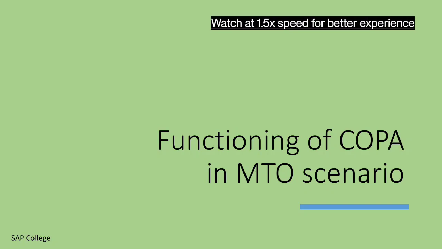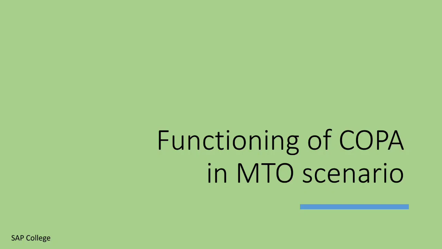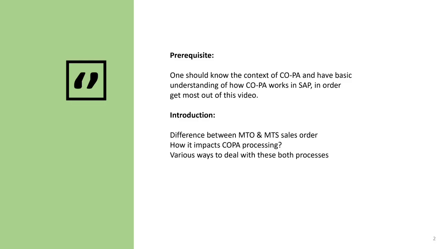Today we will be discussing the functioning of COPA in the make to order scenario. Before we get started, as a prerequisite, you should have a fair understanding of controlling and profitability analysis. In this video, we will be discussing, first, the difference between MTO and MTS sales orders; second, how it impacts COPA processing; and at last, what are various ways to deal with these processes.